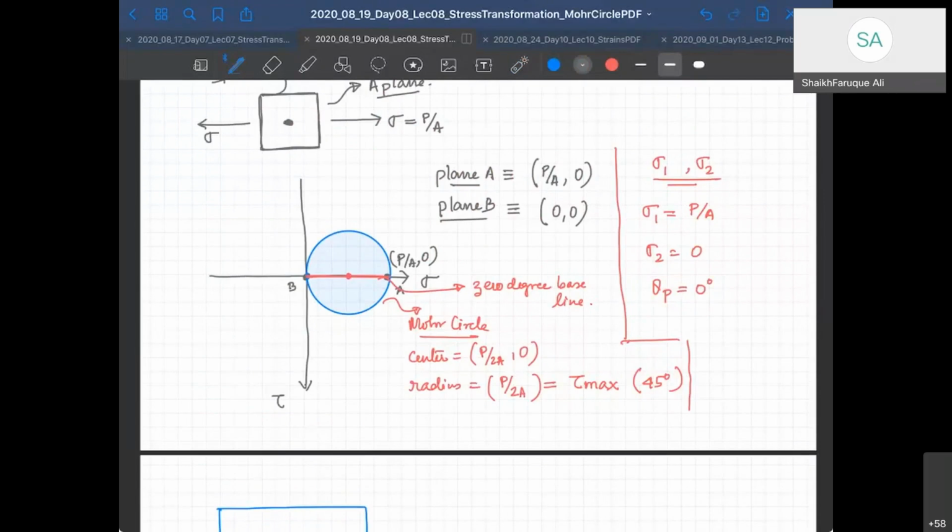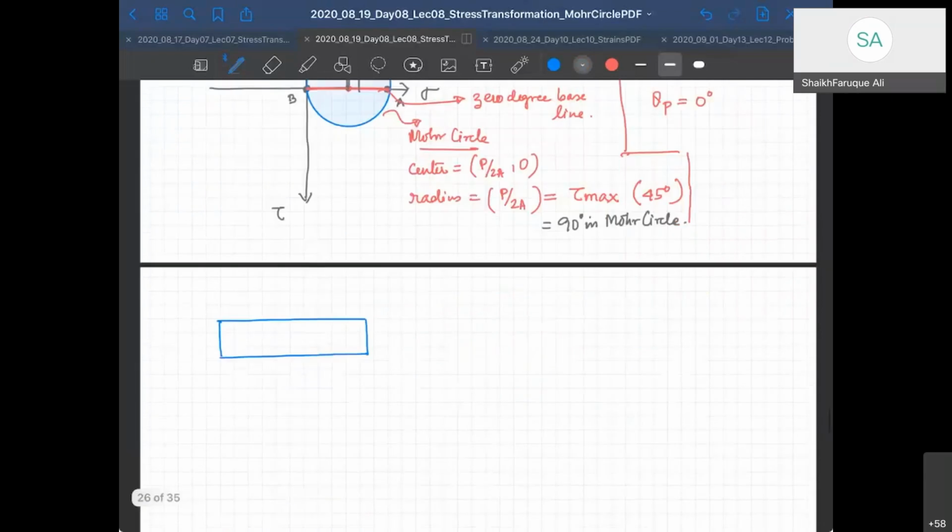So, this is your sigma, tau max, right? Okay, P by 2A. So you can see that tau max is P by 2A and tau is P by A, sigma is P by A. So 45 degree equals 90 degree on the Mohr circle, right? Okay, clear? All right, so now this is what has been done.